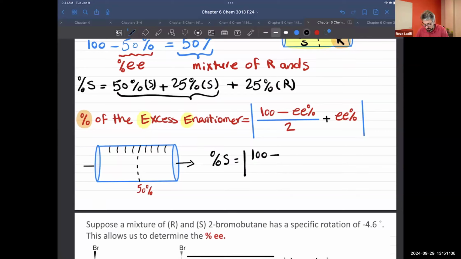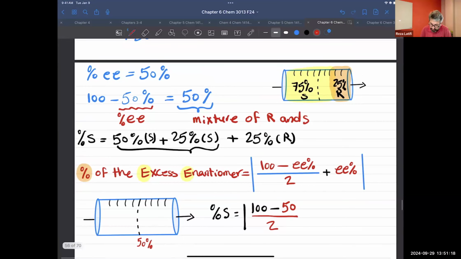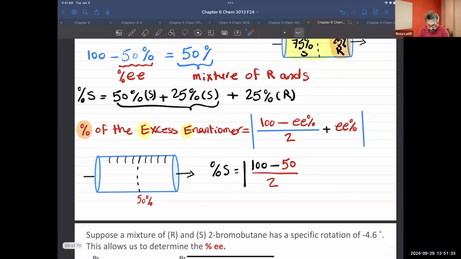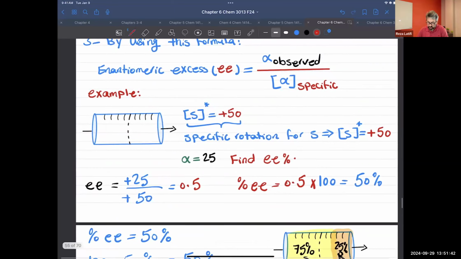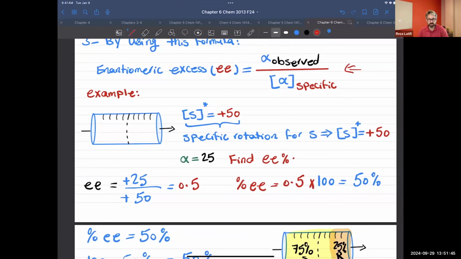We have 100 minus the enantiomeric excess, we got it 50. Okay. And now we're going to divide it by 2. Why by 2? Because this 50 is a mixture of R and S. So if you want to know the portion of S, you have to divide it by 2, because the second half will be R. Plus, we know for sure we have 50% from S. We got this one through this formula, we calculated how much enantiomeric excess we have, and we got 50%.